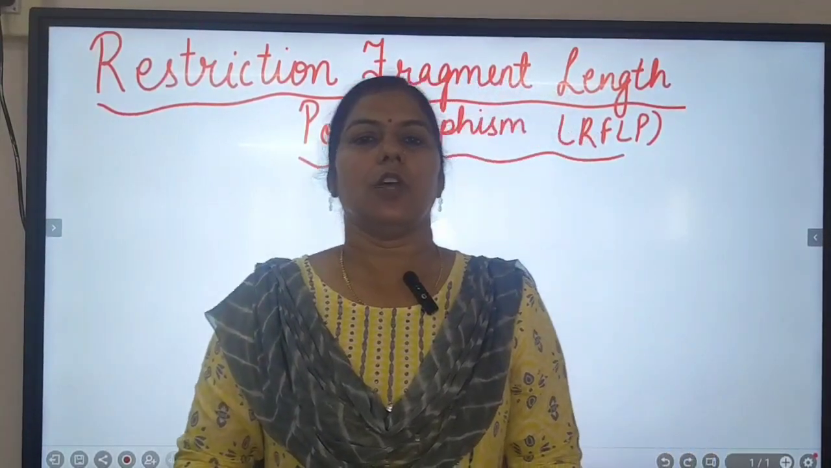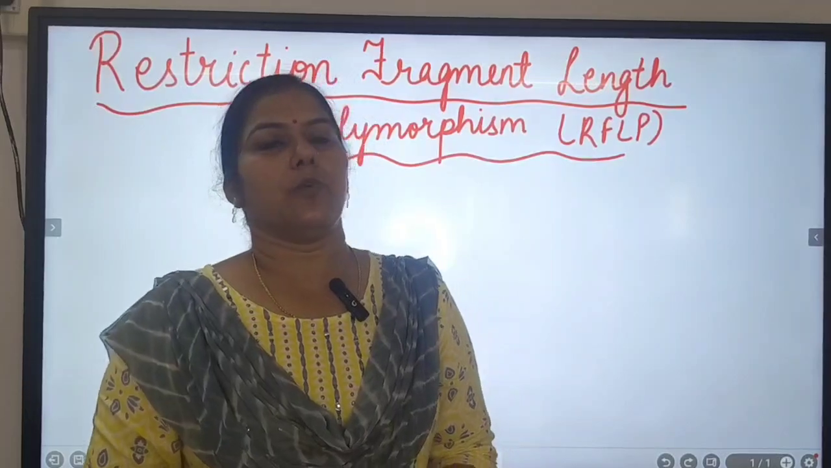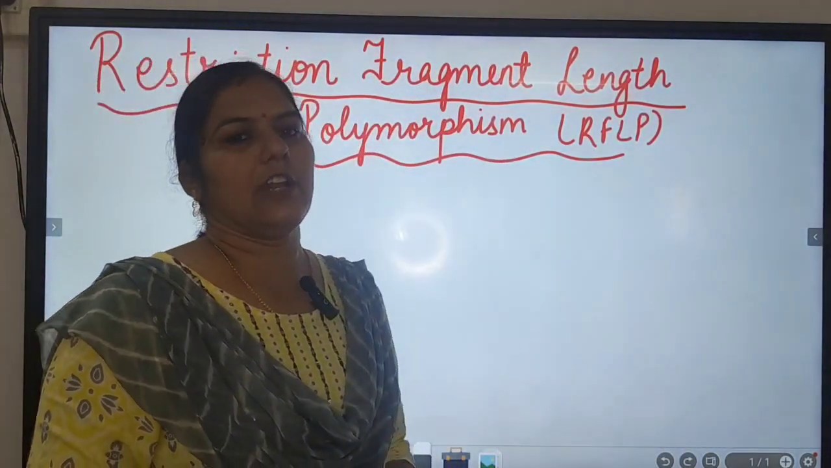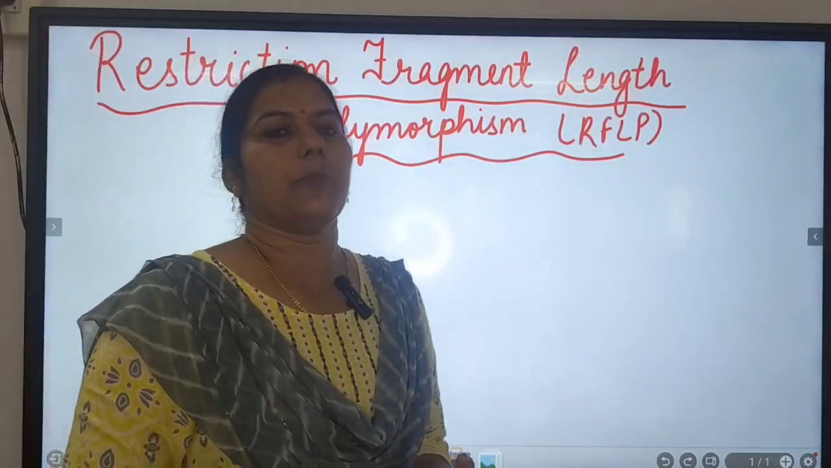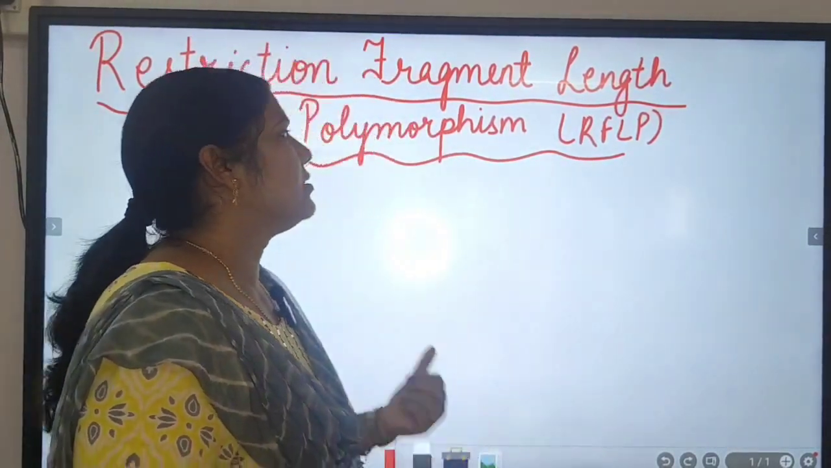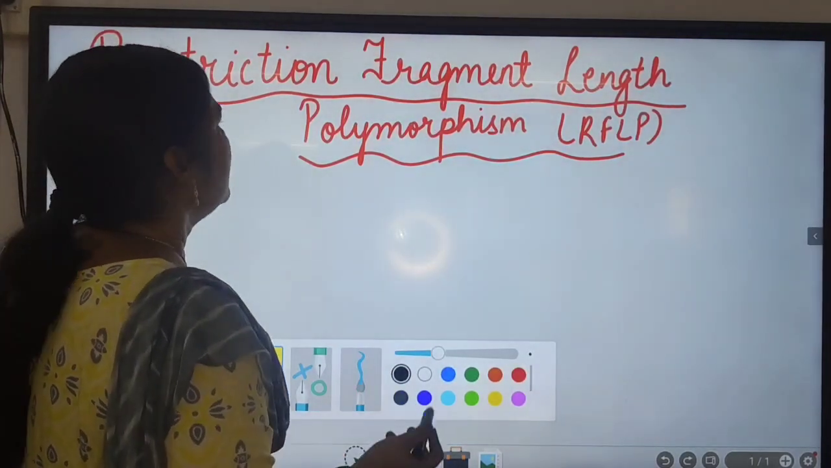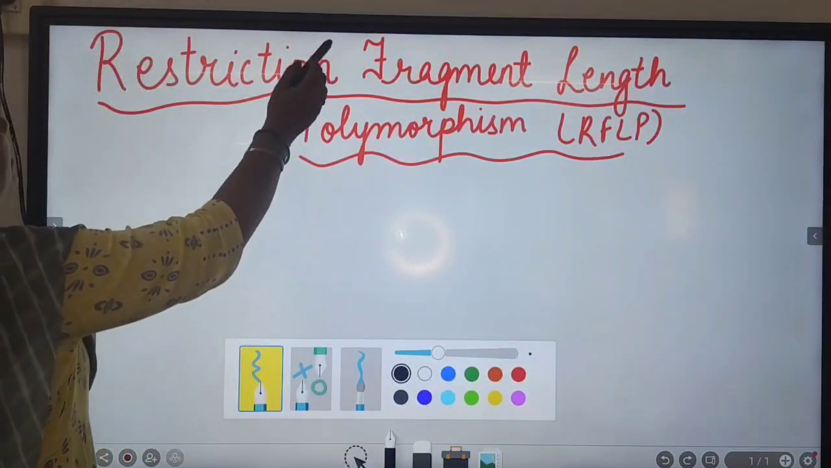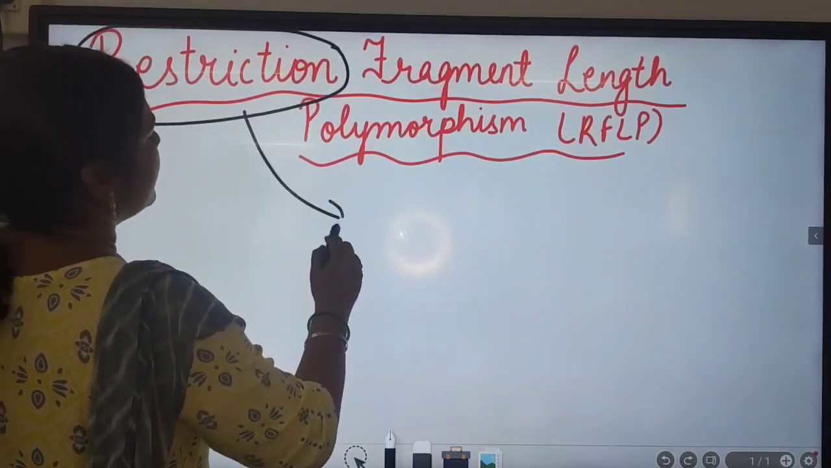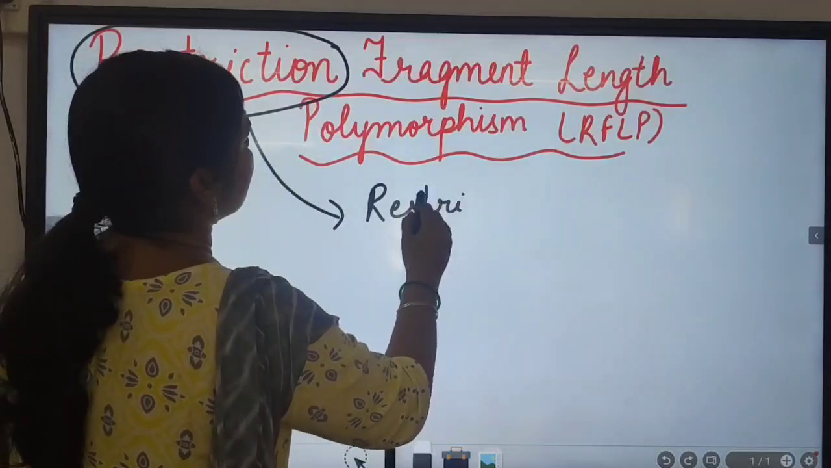In today's video, we will be learning the topic restriction fragment length polymorphism, which we commonly say as RFLP. This is an important topic for your class 12th biotechnology. So let us begin with what we mean by this term. The first thing we notice in this term is the word restriction. This word comes from restriction enzymes.